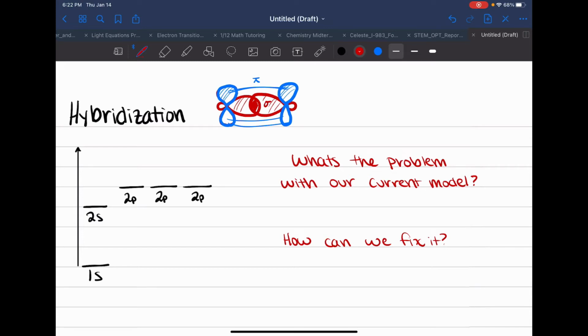All right, everybody, welcome to our last lesson on electron configuration and transitions. Today, we're going to wrap up our conversation with hybridization. Now, hybridization is one of the more difficult but rewarding concepts in chemistry, especially in this chapter.